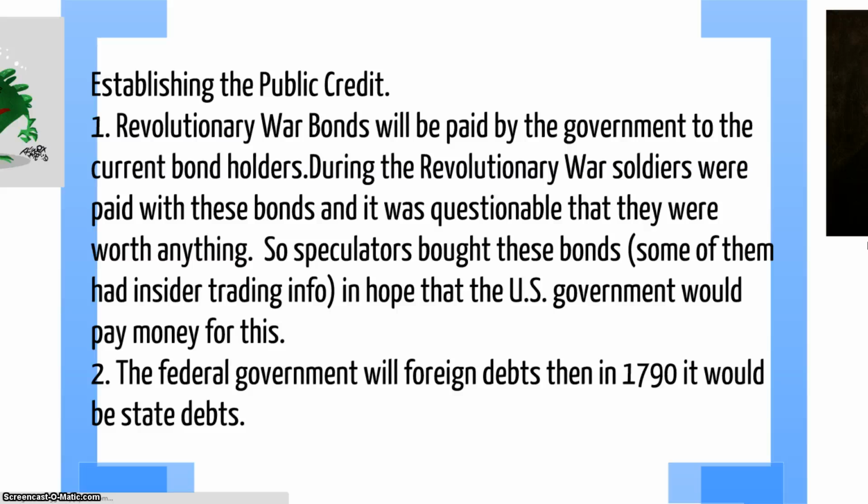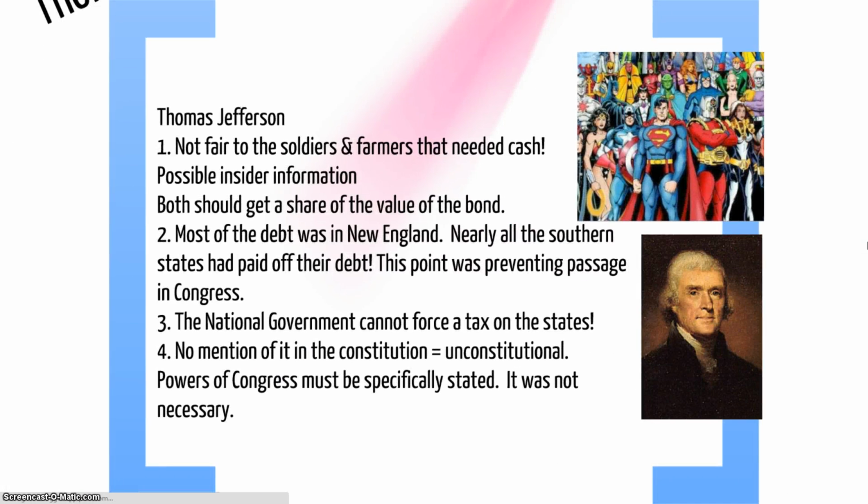And another point is the federal government, they're going to pay foreign debts right away. Okay, foreign debts and state debts. So countries will have confidence in the United States, and then also debts can be paid, and as a country we could be in the black, which means we don't owe a lot of money. Thomas Jefferson, on the other hand, didn't like this. He thought it wasn't fair to the soldiers and farmers that needed cash.